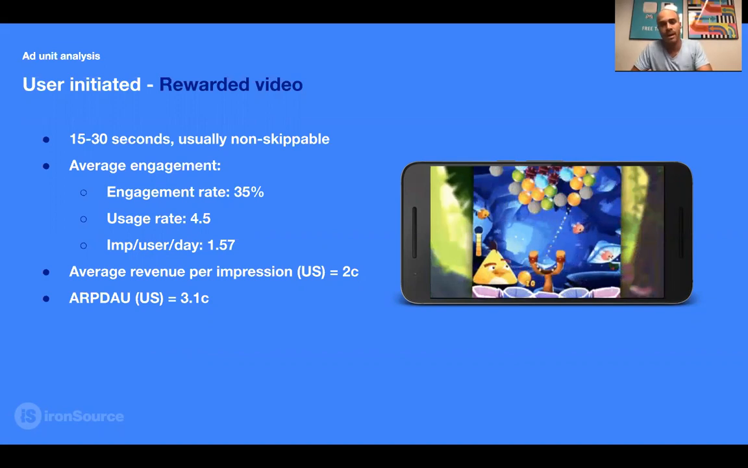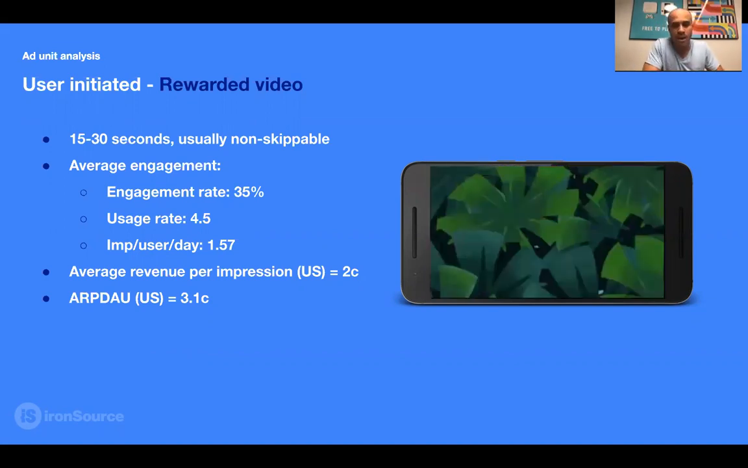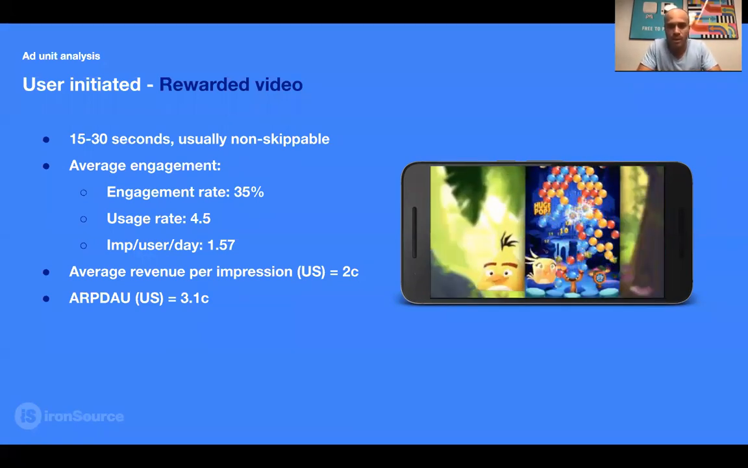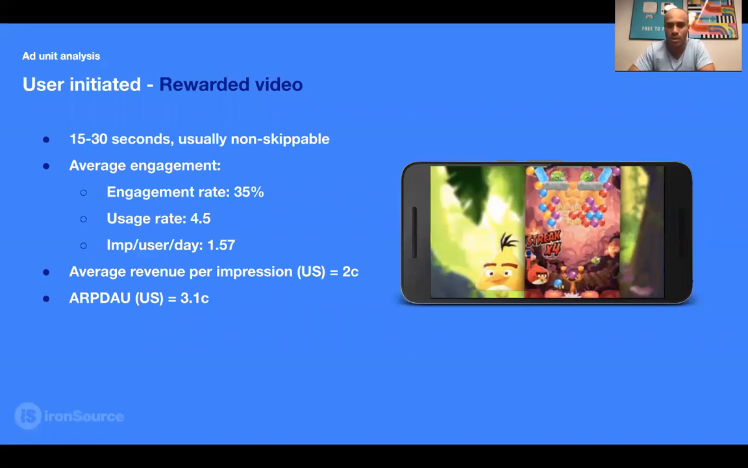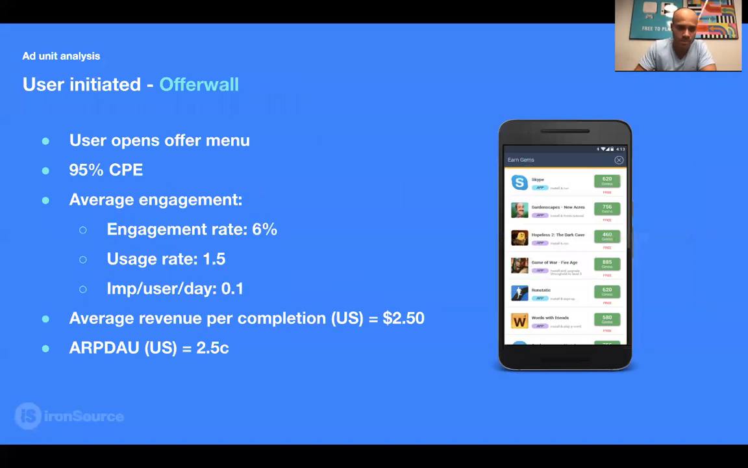Again, average numbers across all genres. Some games can get to 7 cents ARPDAU in rewarded video. Some find themselves at a maximum of 1.5 cents. It really depends on many things. I'm giving you the average number that we see across our network that is live with all genres out there.